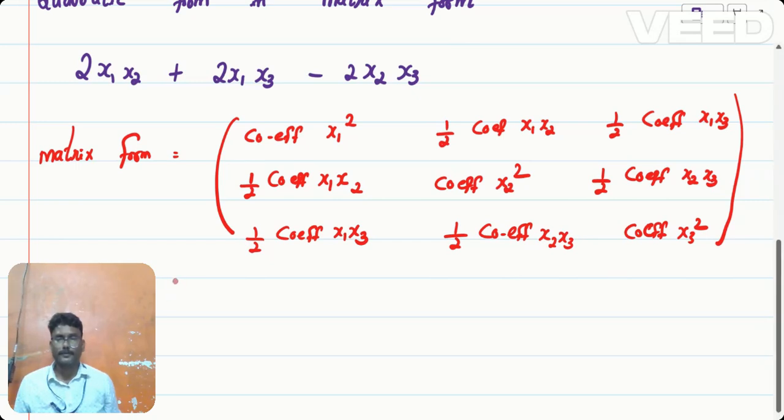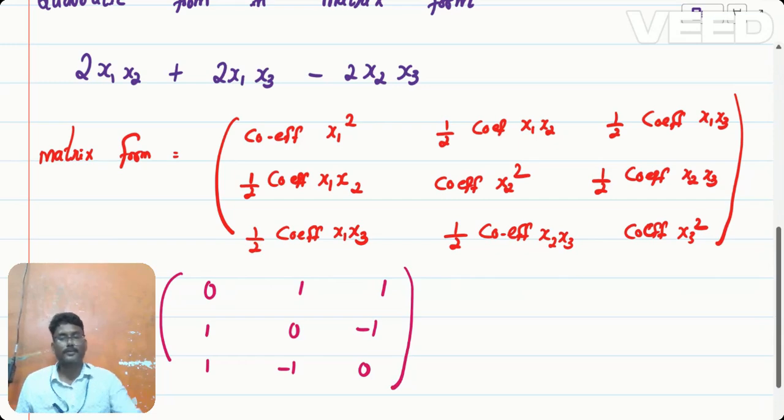A is equal to 0, no x1 square so 0, half of x1 x2 is 1, and half of x1 x3 is 1, and then 1, 0, and half of x2 x3 is minus 1, and then 1, minus 1, 0. So this is your matrix.